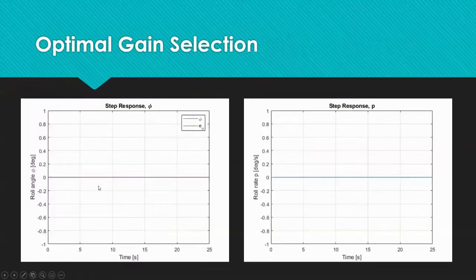We see here that the step response is as expected. For hover, we would not want a roll angle. So here the commanded angle was 0. And because that's where we're starting from, the simulation shows that it just remains at 0 through time.